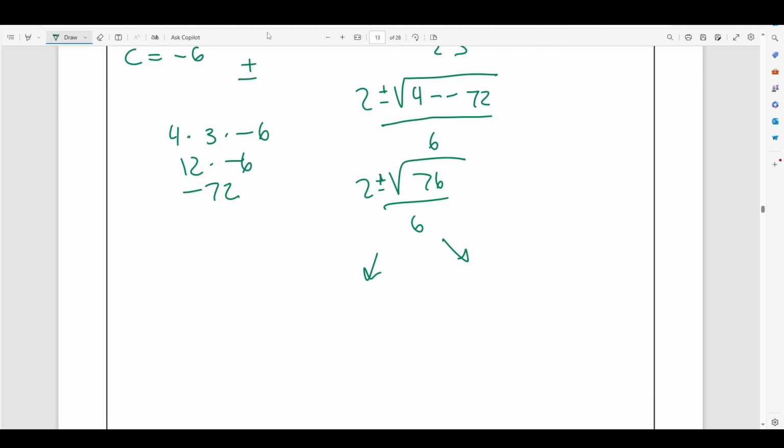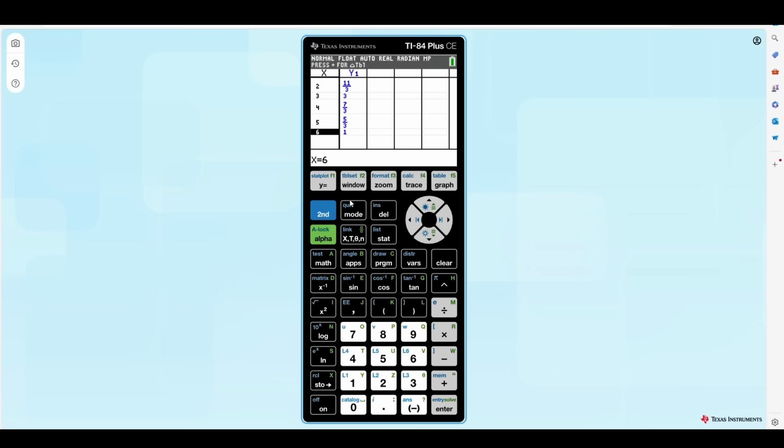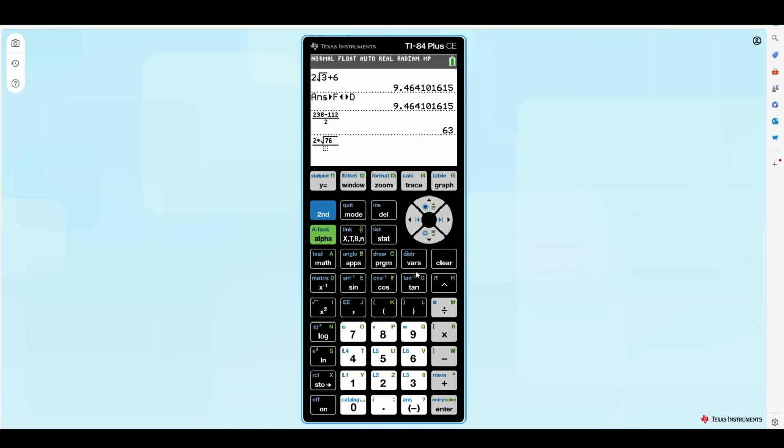Whenever you see a plus minus, that means that one of your answers is going to have a plus in front of it. The other is going to have a minus in front of it. So this turns into 2 plus radical 76 over 6 and 2 minus radical 76 over 6. Okay, and now to solve this, all you need to do is just plug these 2 points into your calculator. So what's 2 plus radical 76 over 6?